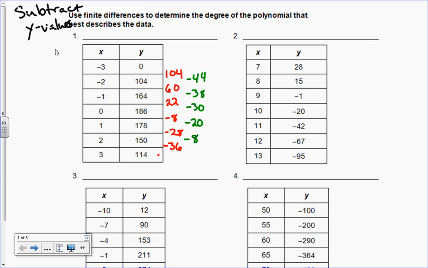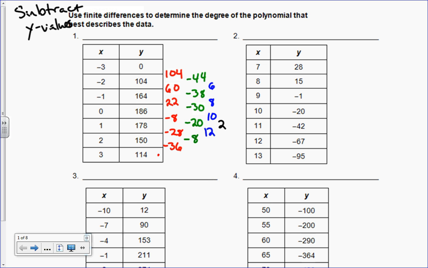Negative 8 minus negative 20 is 12. Negative 20 minus negative 30 is 10. Negative 30 minus negative 38 is 8. And then negative 38 minus negative 44 is 6. Those don't match, but you can probably see what's going to happen. You go to the next one.